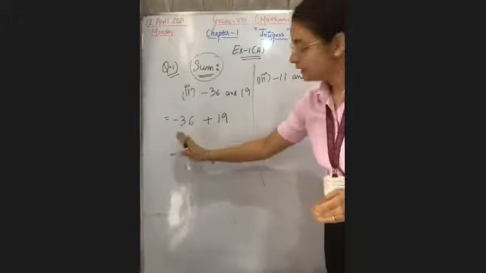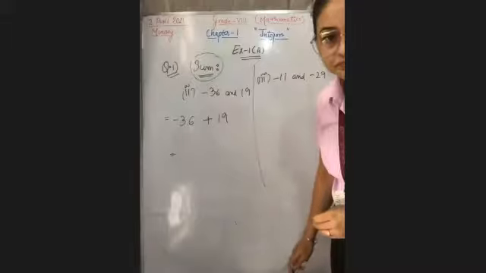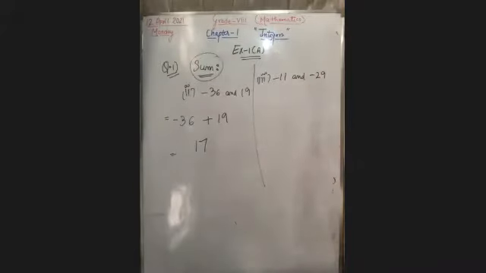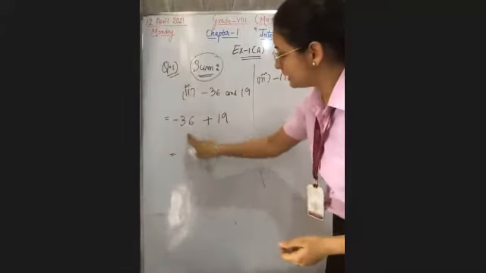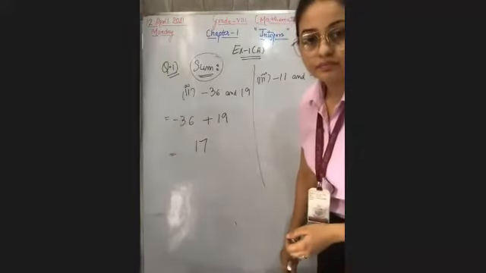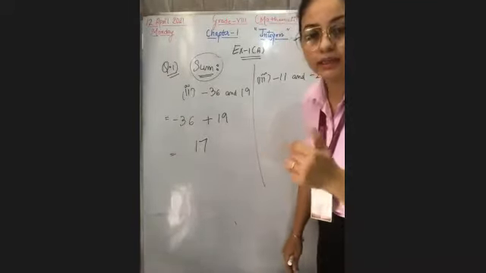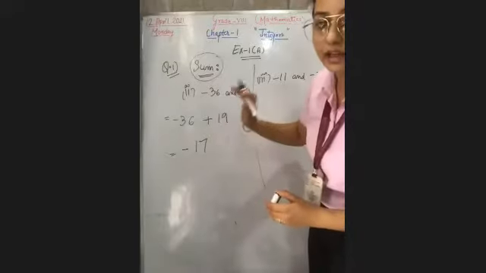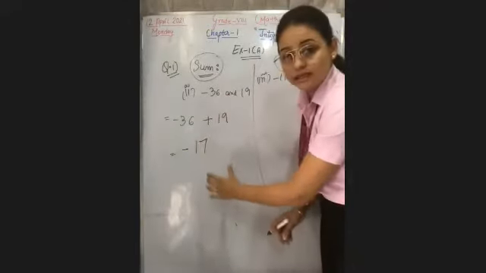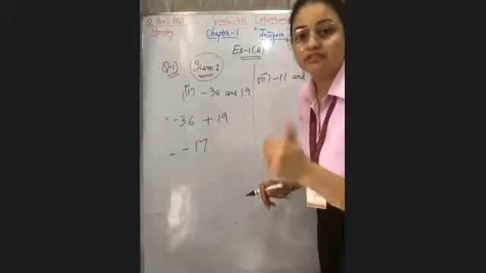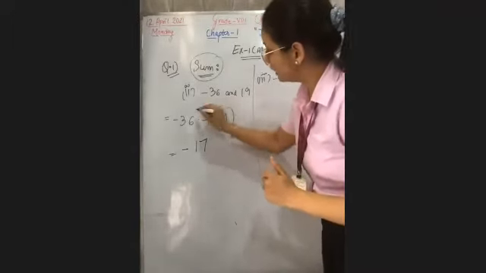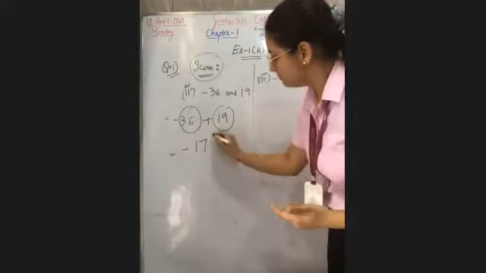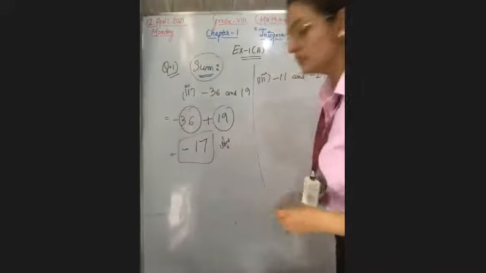Okay, minus 36 minus 19, the answer will be 17. Now tell me, I have to write here a plus sign or a negative sign? I will write a minus sign, because you always have to check the bigger value. Plus minus will be minus, and you write the sign of the bigger value. Is 19 bigger or 36 bigger? 36 is bigger, obviously. So the sign of 36 will come here. This is your answer.